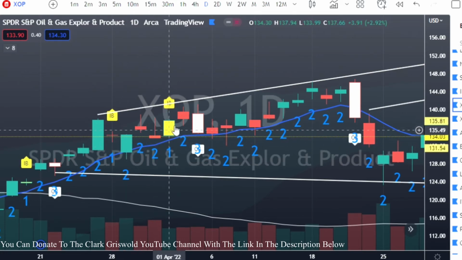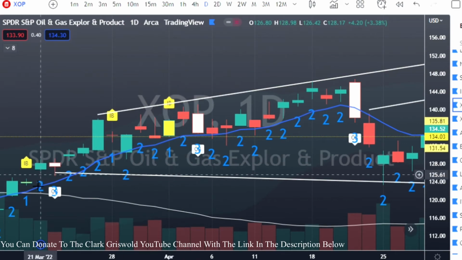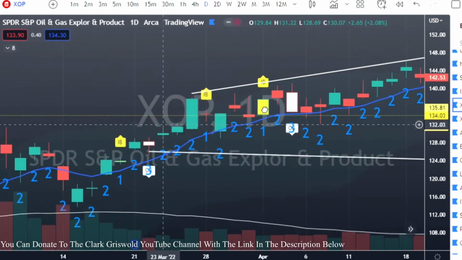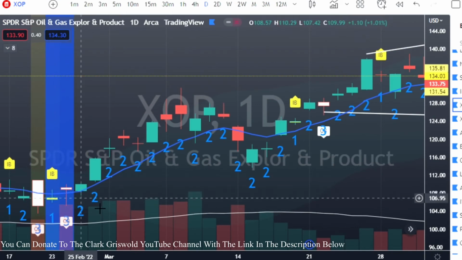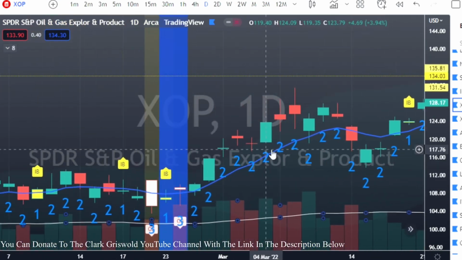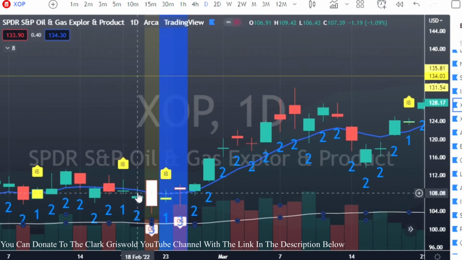Here's another inside bar, break to the high side. Another inside bar, break to the high side. This inside bar ended up going outside bar, which is a 3-bar. But this inside bar had a nice break to the downside. Inside bar to the upside.